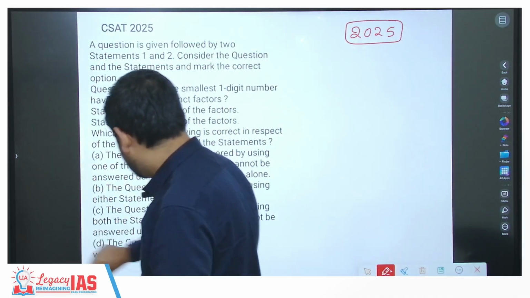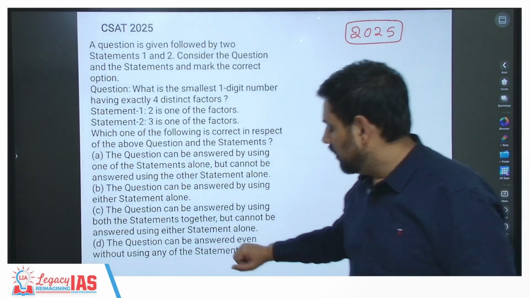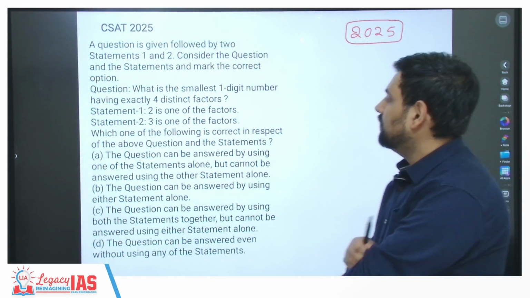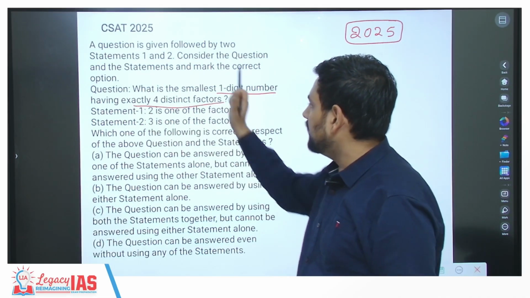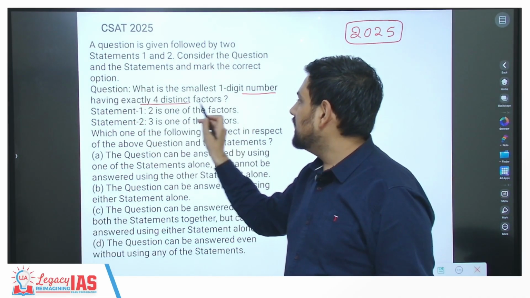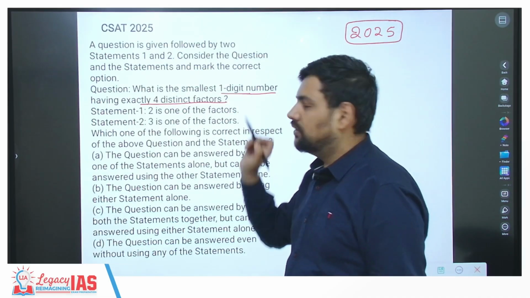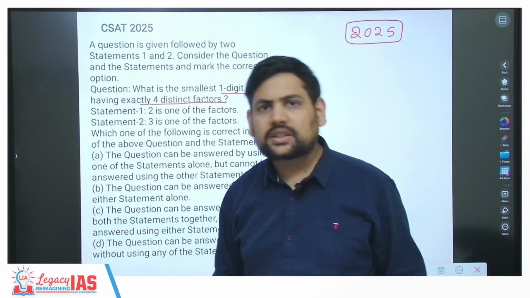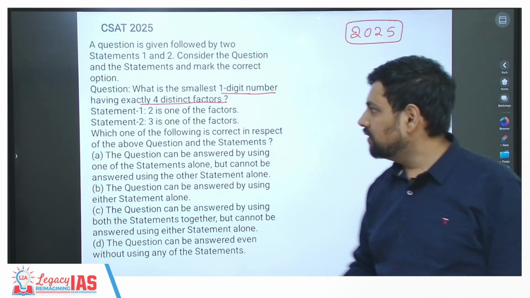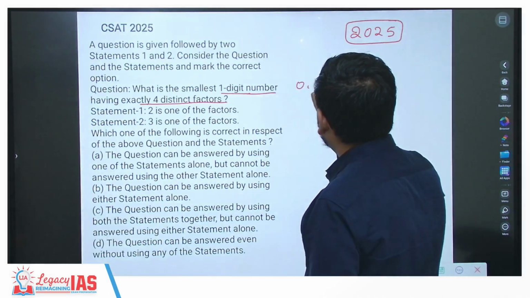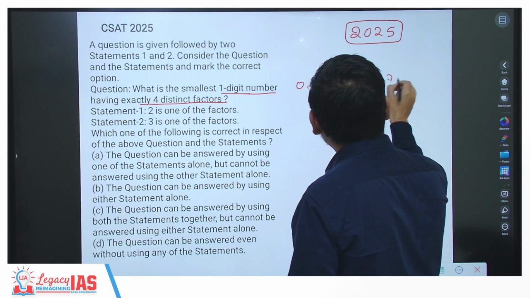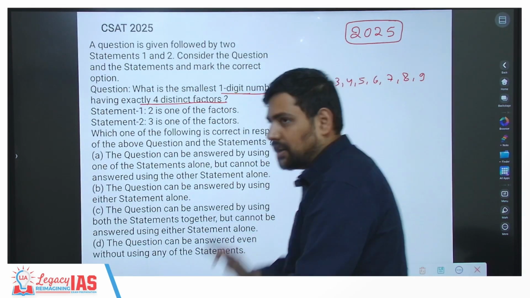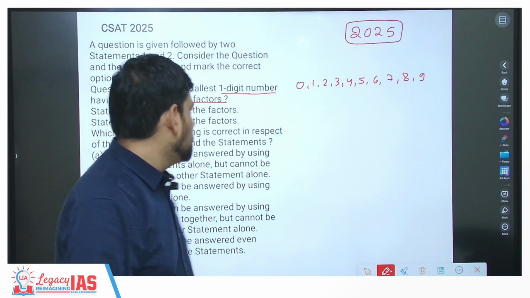So what it says, what is the smallest one digit number having exactly 4 factors? One digit number having exactly 4 factors. Now, how many one digit numbers do you know of? You know of 0, 1, 2, 3, 4, 5, 6, 7, 8, 9. These are the only one digit numbers, correct?